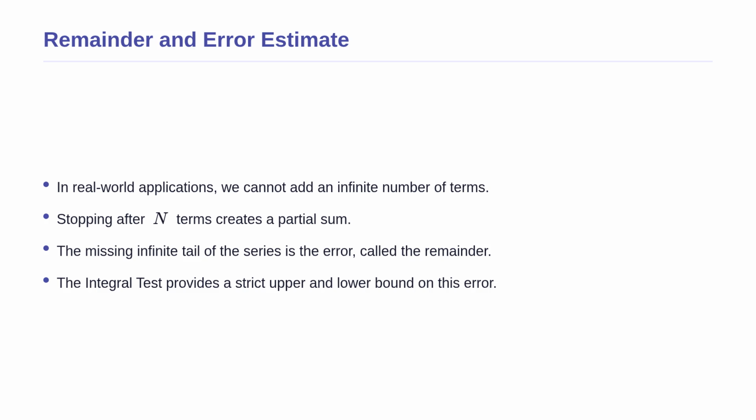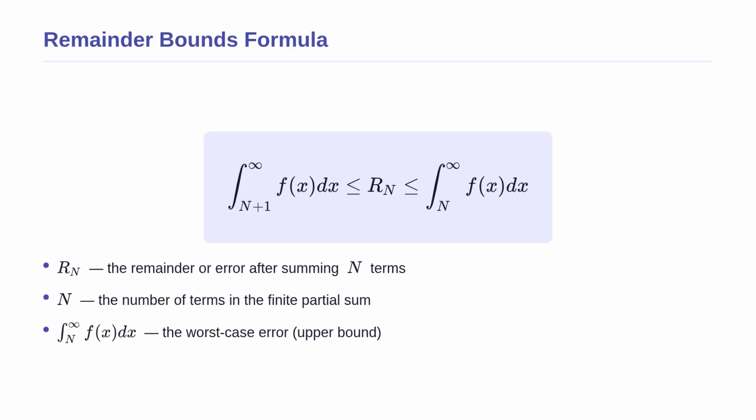Because we stopped early and chopped off the infinite tail of the series, our answer has an error. This error is called the remainder. Fortunately, the integral test provides a brilliant corollary that allows us to estimate exactly how big this error is, ensuring our approximations are safe to use. Let us look at the formula that bounds this error.